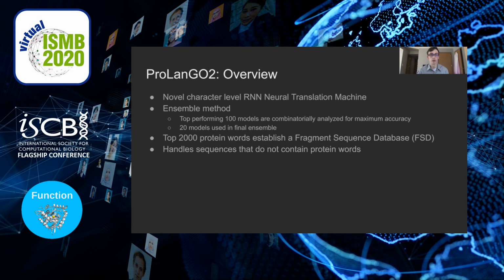Lastly, we handle sequences that do not contain any words that are in the top 2,000 of our fragment sequence database. We'll go into this a bit later as well, but the gist of it is we will get a probability-based estimation of the GO terms of any fragments that do not appear in the GO language, which we'll also establish a bit later.